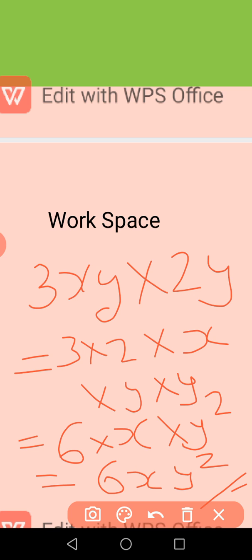Understood? You only have to keep in mind that when two monomials are being multiplied, first multiply the coefficient part, the numbers, together, and then multiply the variable part. Okay, this much is there in the basic concept.